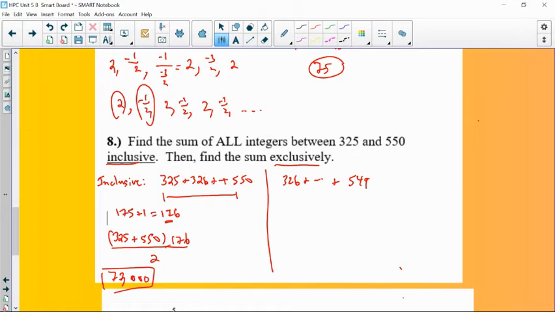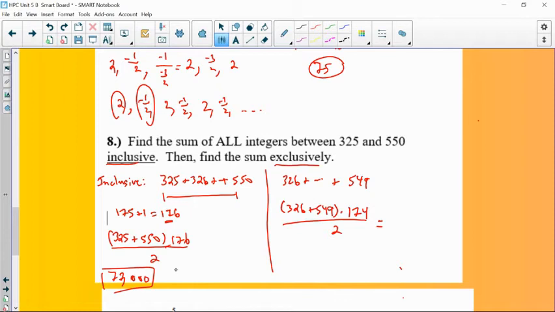Now, you could do this the same way. Like we had 176 numbers. You take 2 out, so now you have 174. And you could say, well, my first number is 326, and my last number is 549, and I know I have 174 numbers now, divide by 2, to get my result.